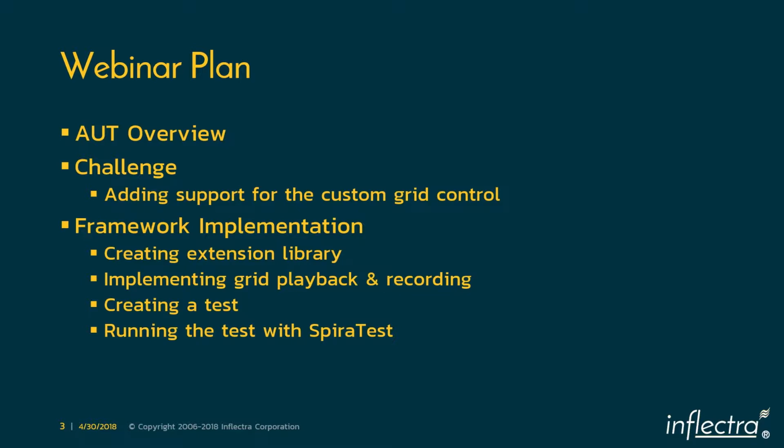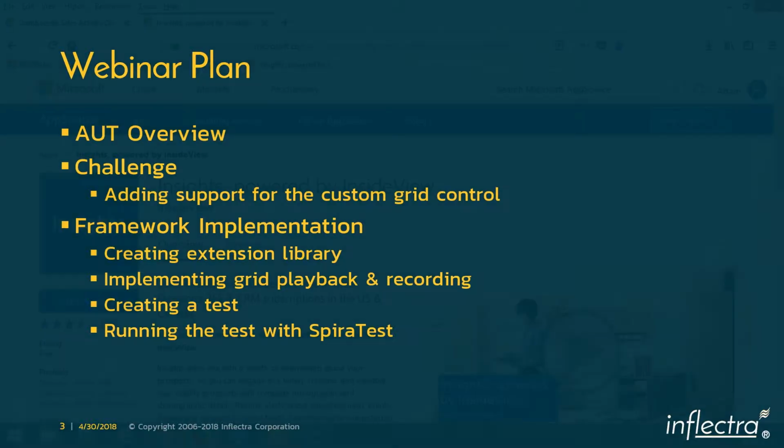Once we've done that, we'll show you how you can use this framework extension to make the testing much easier, how you can create a simple test, how you can use the record and play in visual language to test this custom grid control within this application, and then lastly, we'll show you how you can use SpiroTest, our test management solution, to have enterprise reporting and test management of this automation script.